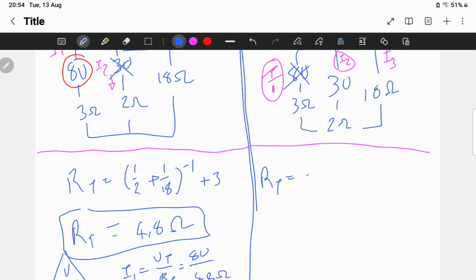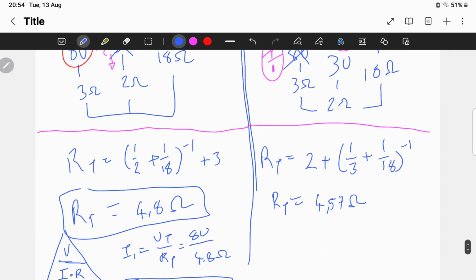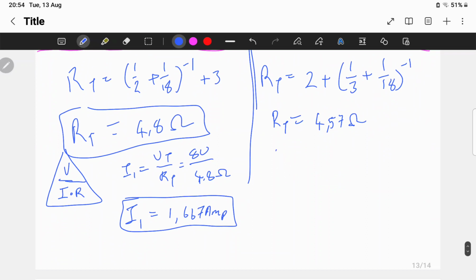Total resistance is equal to 2 plus, 1 over 3 plus 1 over 18, to the power of negative 1, equals 4.57 ohms. So this is the total resistor. Don't forget Ohm's law, V over R.